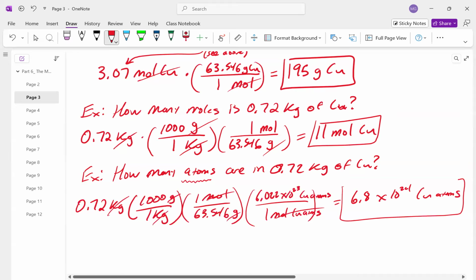And I want to highlight something important here. All three of these measurements represent the same exact amount of material. 195 grams of copper is 11 moles of copper, and 11 moles of copper is 6.8 times 10 to the 24th copper atoms. If I were to put 6.8 times 10 to the 24th copper atoms on a balance, it would weigh 195 grams. It's just a matter of, well, how do we want to represent that number of atoms?